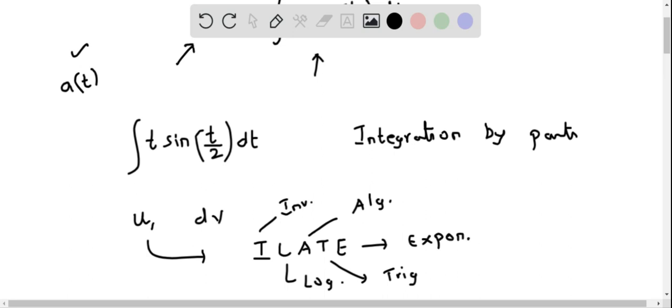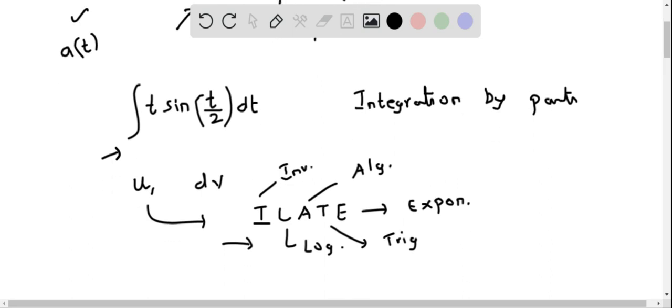So what we have to do here is look from the left, and the first function that comes in this rule is I, that is inverse. Now we have to look into our expression and see if we have any inverse function. We don't have any inverse function here. So we move on to the next function, the logarithmic function. We don't have any logarithmic function. We then move on to the next letter A, which is algebraic function, and we have to look out for any algebraic function. Yes, we have this t. This is basically an algebraic function.